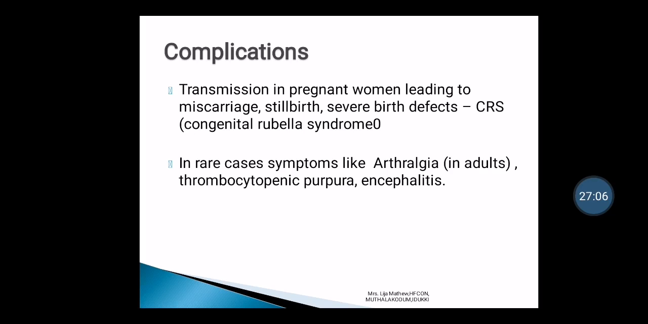In rare cases the symptoms can occur even in adults. For example, they can cause arthralgia, thrombocytopenic purpura, and encephalitis. Each of these words you all have to read, and write down what the meaning is. I am not going to explain. Why? Because then only you will open the nurse's dictionary and find out the terminologies. So in adult cases it can really cause arthralgia, thrombocytopenic purpura, and even encephalitis. In the coming discussion classes I will ask you what this is, how many of you have read about it. I will be able to know during that time.